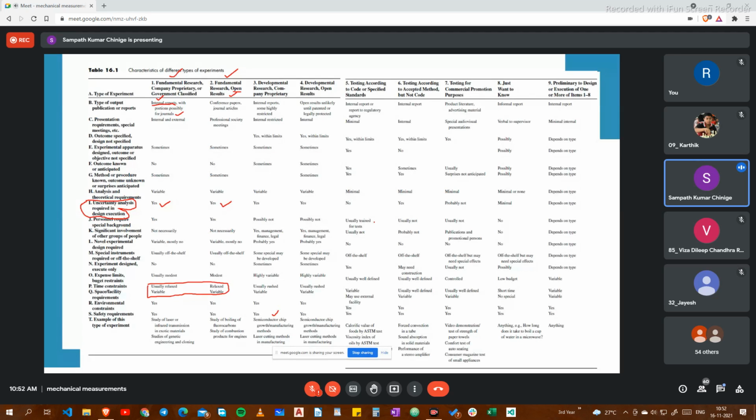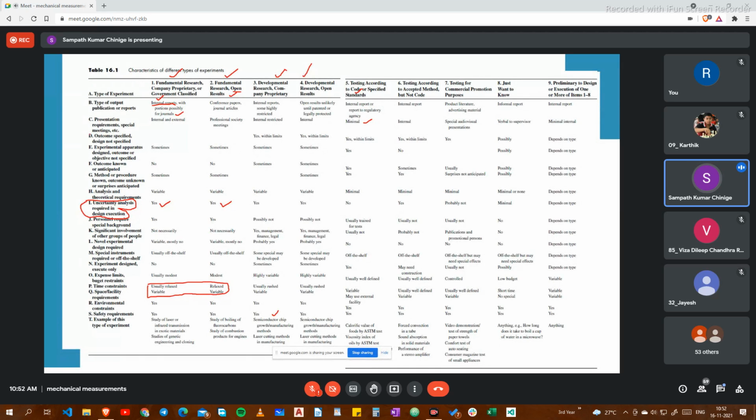I've talked about parts 3 and 4 also, and testing according to code or specification. You can see the output publications are generally internal reports because we are following a code that is specific to a company. So it is an internal report or a report to regulatory agencies. Presentation requirements are minimal. You don't need to keep on reporting things. You are just looking at whether the results you have got have followed the particular code or not.